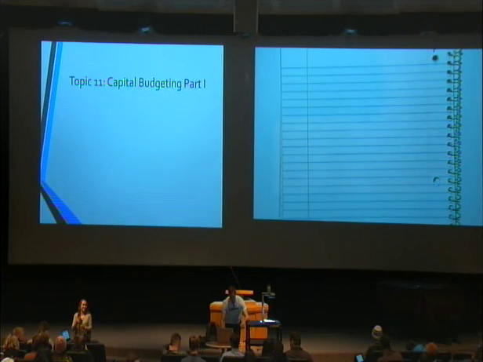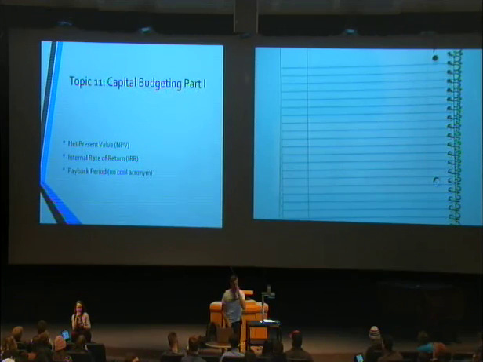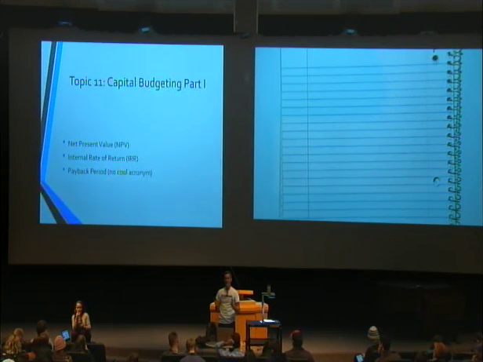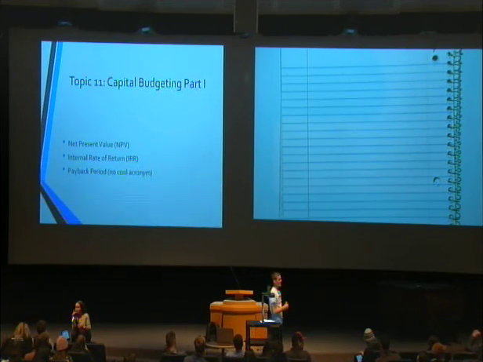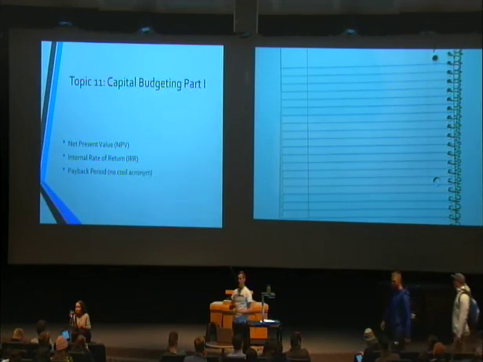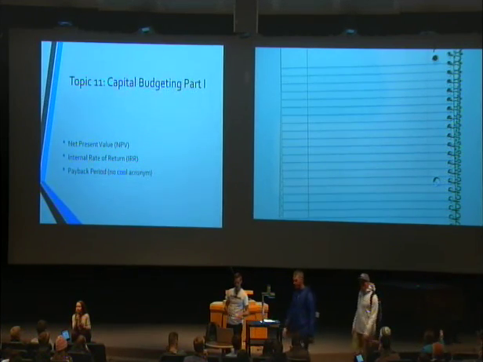Okay, so topic 11. This is capital budgeting part 1. So we have these three methods for determining whether a project is worth starting, or for a company to know whether or not this is a good project or not. So we have net present value, internal rate of return, and payback period.